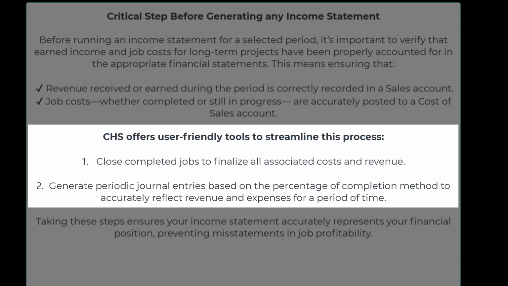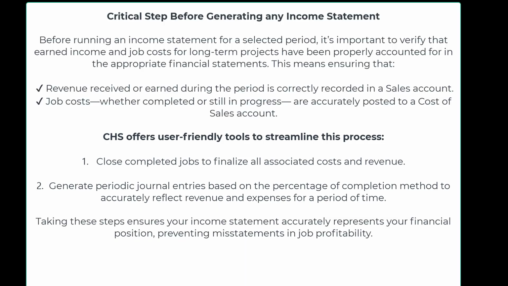CHS offers some awesome user-friendly tools to streamline this process either way. You can close completed jobs on a screen to finalize all associated costs and revenues and let CHS make that journal entry for you, or CHS can generate periodic journal entries based on the percentage of completion method to accurately reflect revenue and expenses for the period. Taking these steps ensures your income statement accurately represents your financial position, preventing misstatements in job profitability.